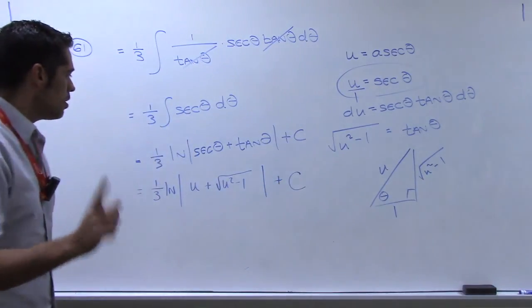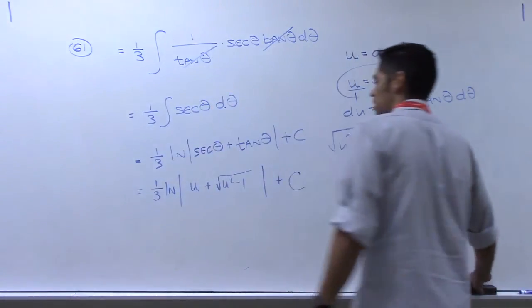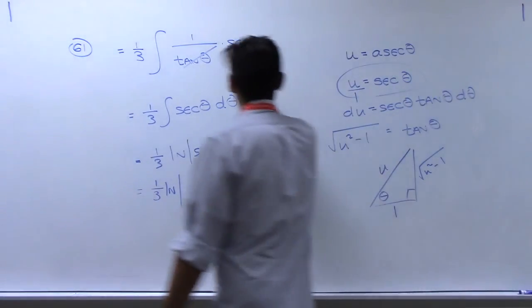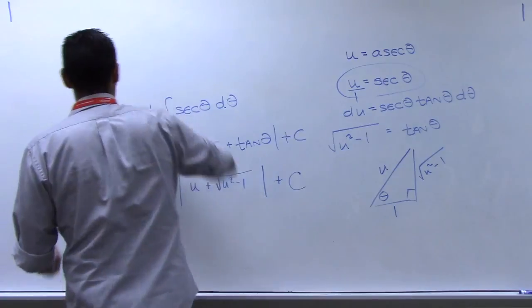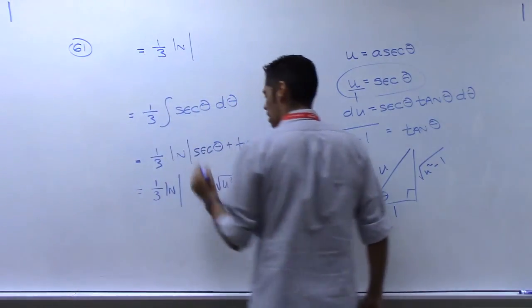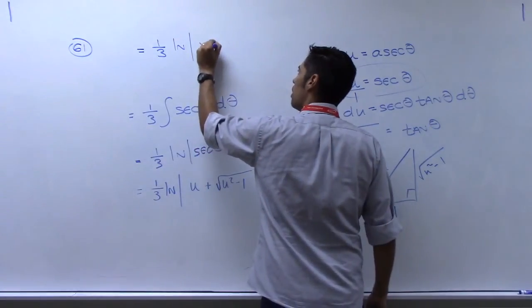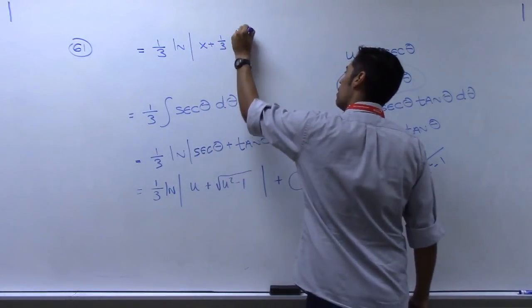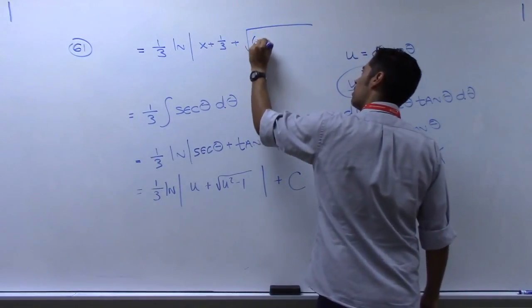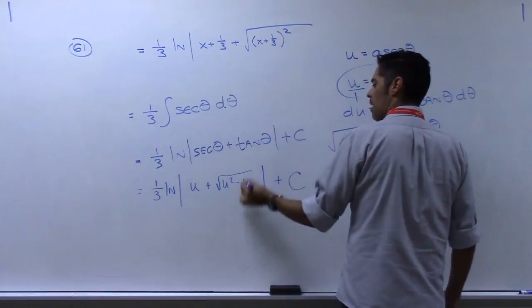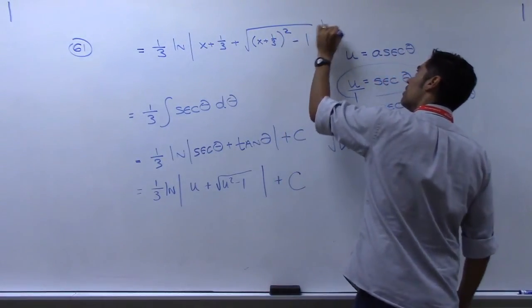And then remember what our u was. The u, we made a substitution a long time ago that u is x plus 1/3. So we get 1/3 natural log u, which was x plus 1/3, plus square root of x plus 1/3, that's u, squared, then minus 1, plus c.